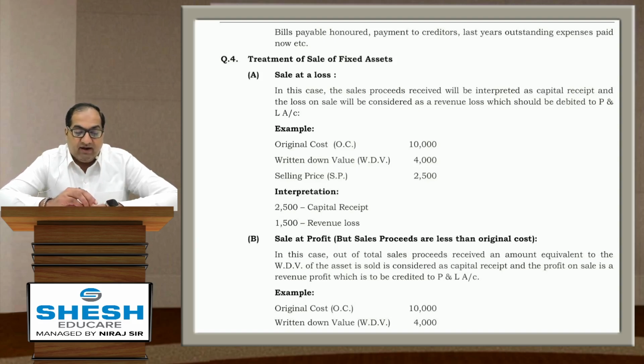Now what do you need to understand? In the first situation, my cost is 10,000, written down value is only 4,000 and the selling price is 2,500. So you better understand one thing. I have suffered a loss of 1,500 because written down value is 4,000. So the thumb rule is any receipt up to the book value of the asset sold is a capital receipt.